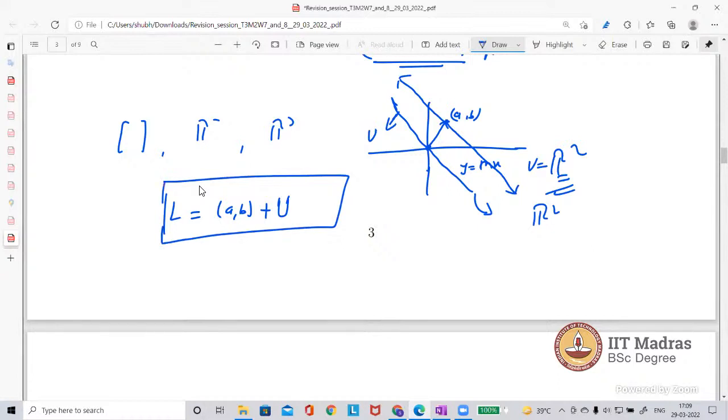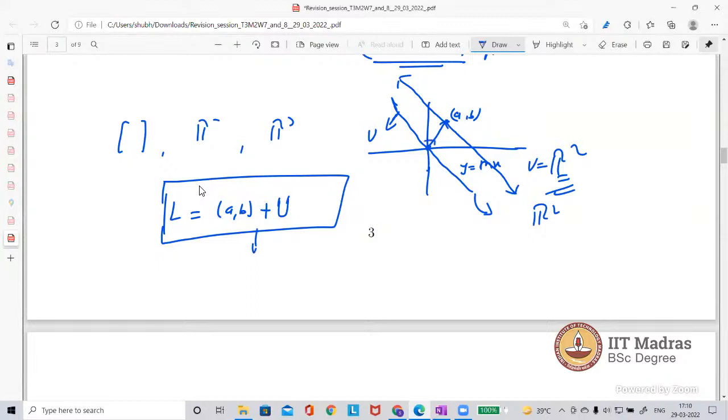So L is a new subspace, right, sir? U is the subspace, this line is U. L is not a subspace. It is an affine subspace. This line will never be a subspace, because it does not pass through the origin. If there is a subspace, the zero vector should be in that subspace. But geometrically, there is no 0 on this line. So this is an affine subspace.